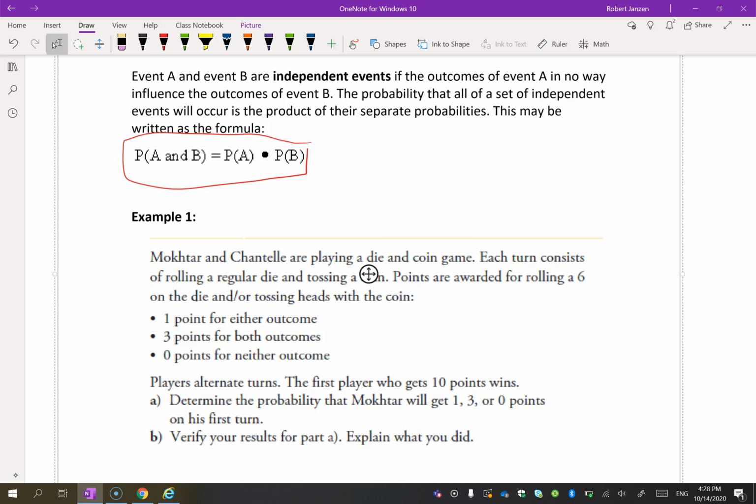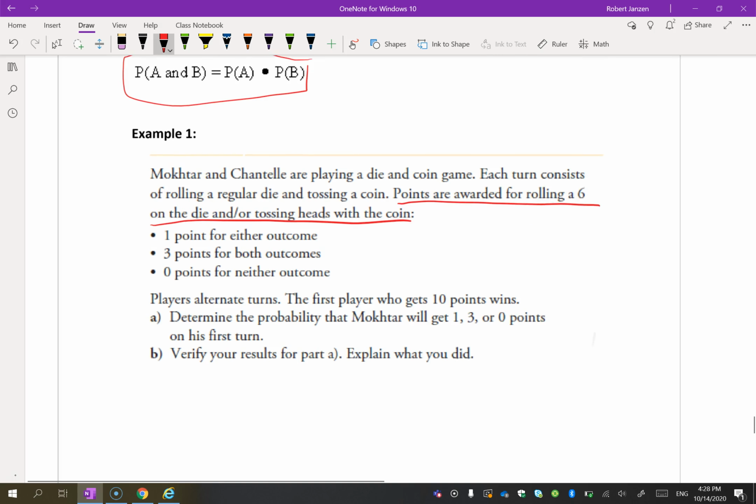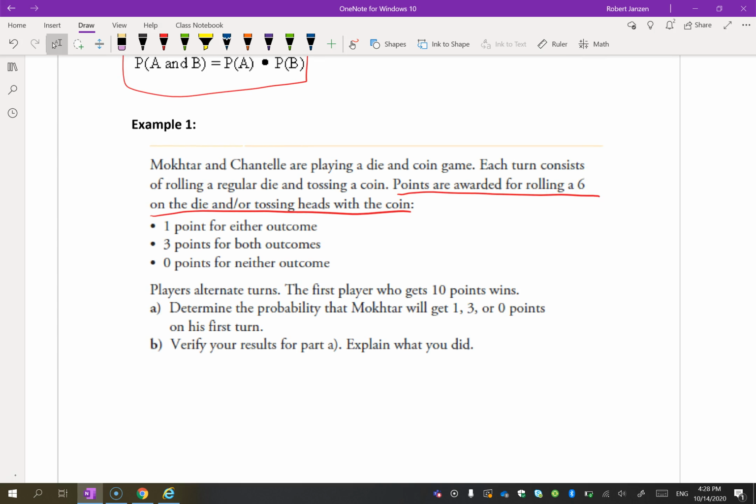So, first example. Mokhtar and Chantal are playing a die and a coin game. Each turn consists of rolling a regular die and tossing a coin. Points are awarded for rolling a 6 on the die. So here's how you get the points. You roll a 6 on the die and you toss heads with a coin. 1 point for either outcome, 3 points for both outcomes, 0 if neither outcome. Players alternate turns. The first player who gets 10 points wins. Determine the probability that Mokhtar will get 1, 3, or 0 points on his first turn.